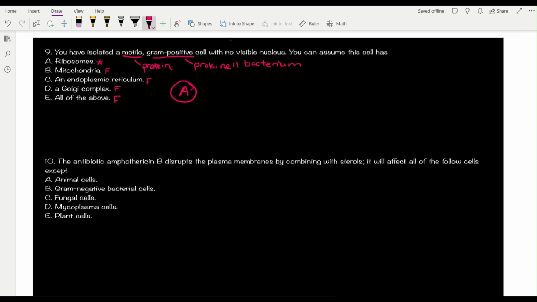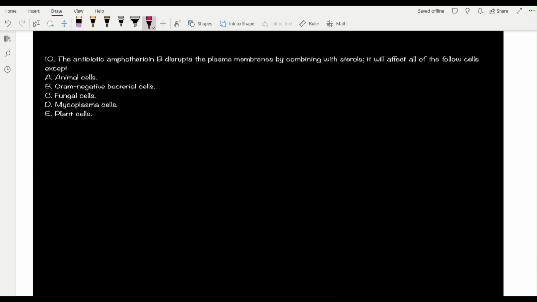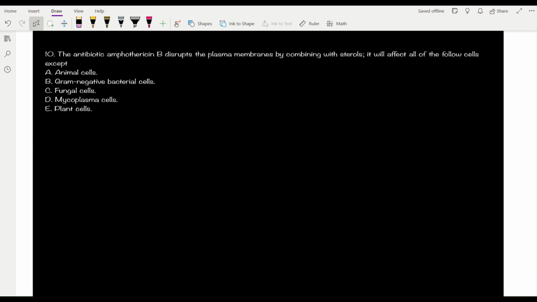Our last one. Number 10. The antibiotic amphotericin B disrupts the plasma membranes by combining with sterols. It will affect all of the following cells except. So now we need to know, out of these options, which ones have sterols? Well, eukaryotes have sterols. Animal cells, sterols.